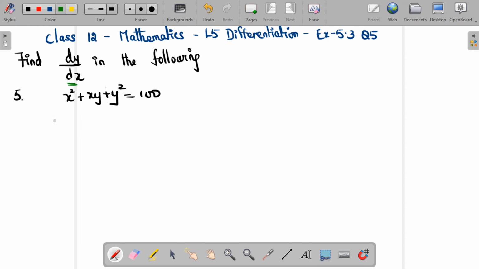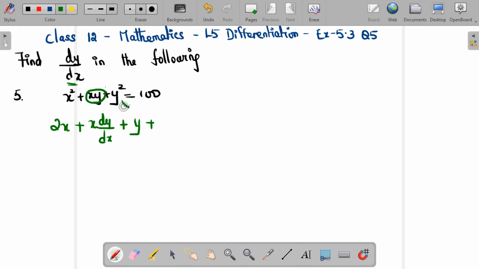So the first term, if you differentiate, it will simply become 2x. As for the second term, remember, like in the previous sum, treat xy as uv in the uv form. So u is x and v is y. So here first I am retaining x and differentiating y, so it is x dy by dx. Next time I am retaining y and differentiating x. Differentiation of x is either way 1, so it is y into 1, y.